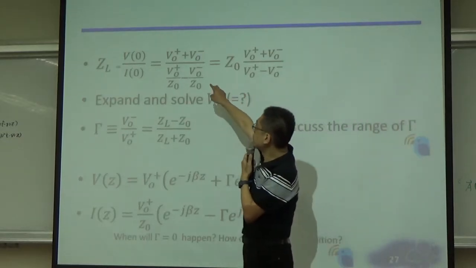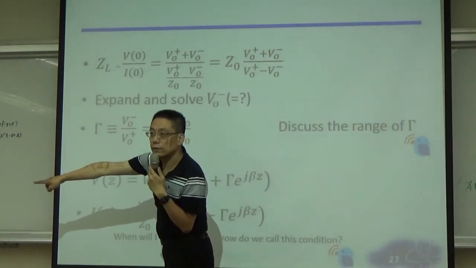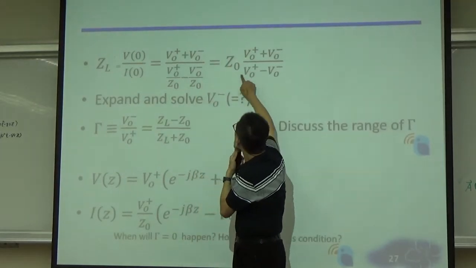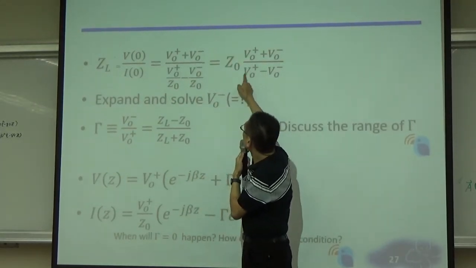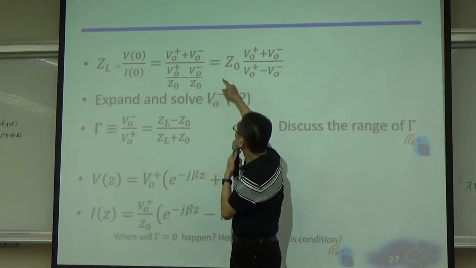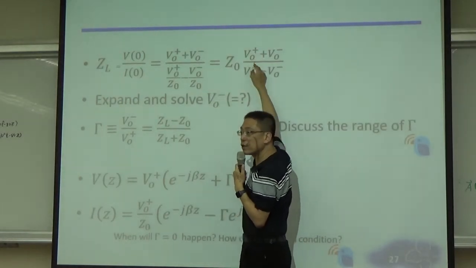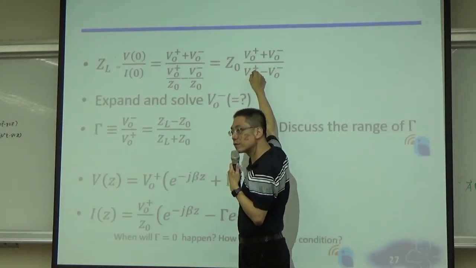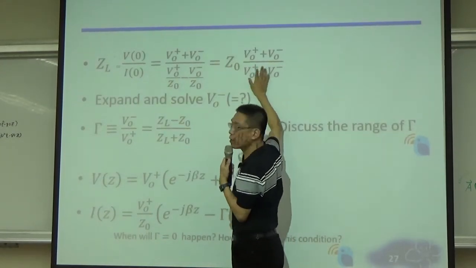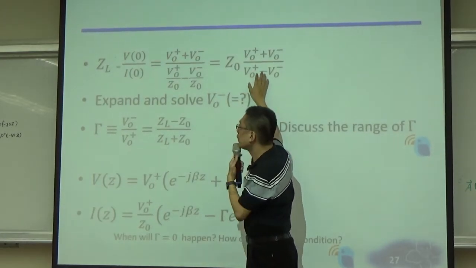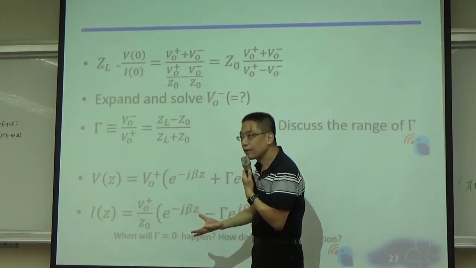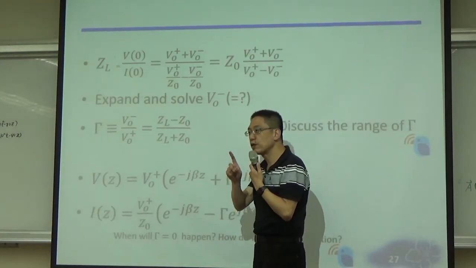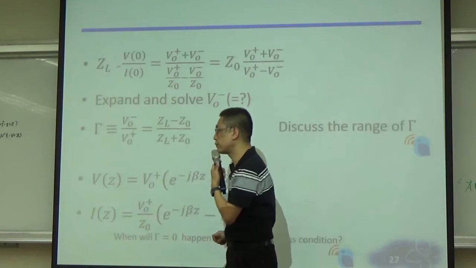The same equation is the green one. I do some organization and multiply Z0 to the numerator and denominators. I can obtain this result. Okay? Then I define something else, the same as what you did for your wave.